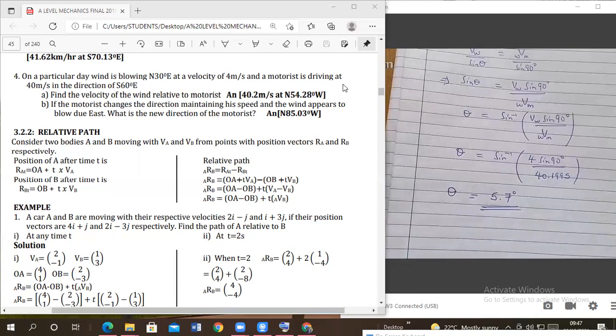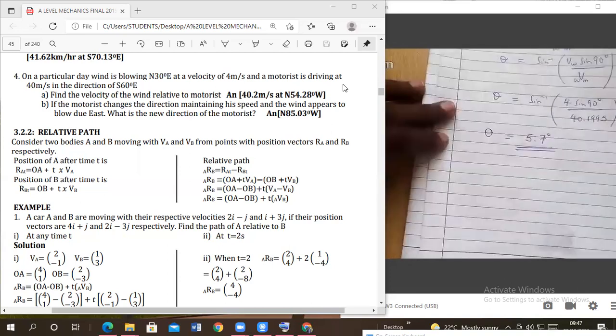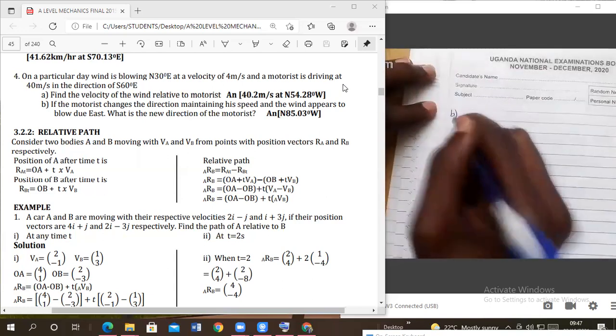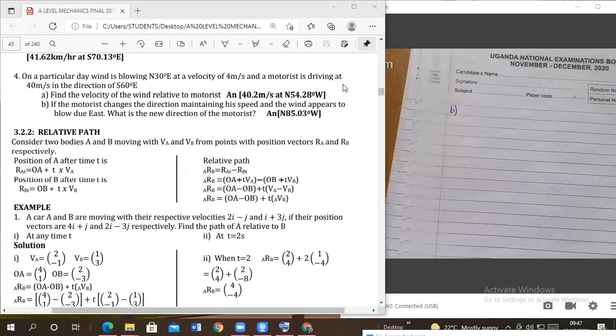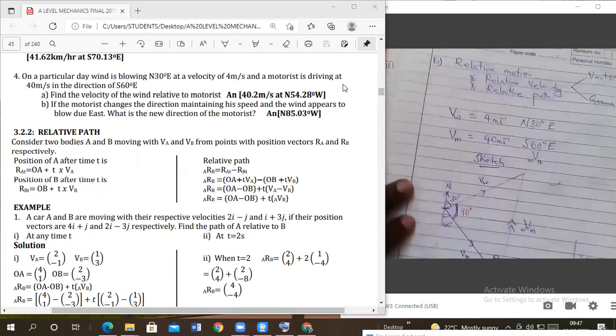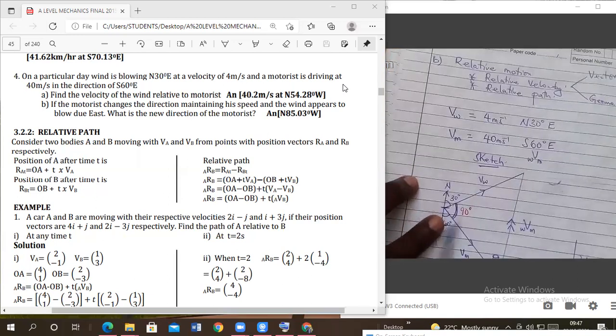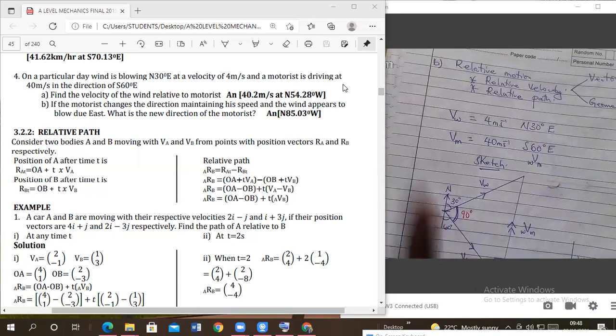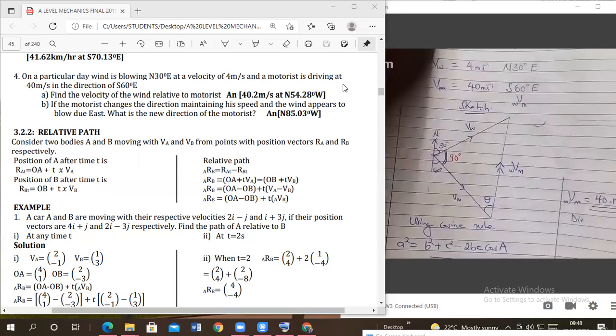Now, when you look at part B, let me work in the next page. Part B, they are saying, if the motorist changes the direction, maintaining his speed. Remember, at first it was moving south degree east. Now assuming it has changed the direction, they don't say it changes the course, which means it just changes the direction. So instead of pointing this side, it will be pointing the other side. Are you seeing that?